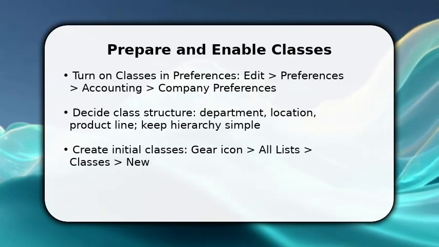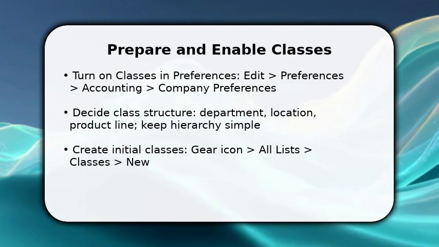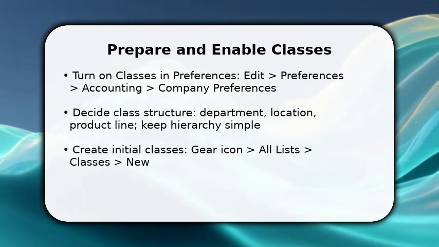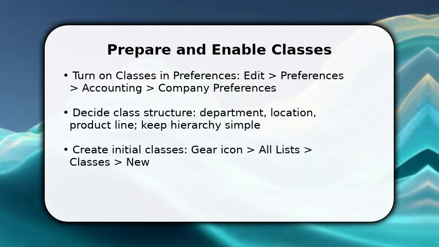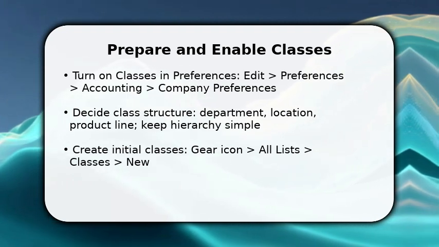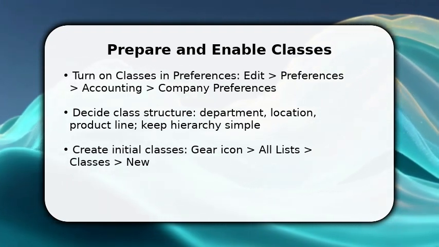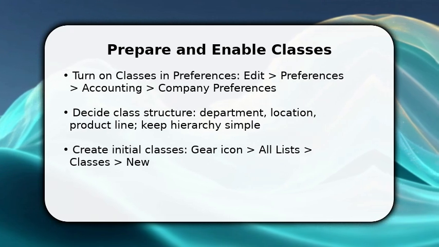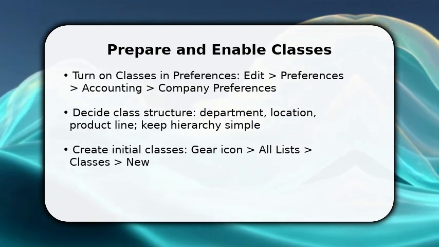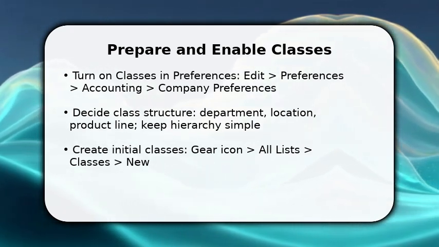You'll start by enabling the feature and creating a clear structure, because classes only work when turned on. First, open Preferences and enable Classes. This lets QuickBooks tag transactions. Once done, design a short hierarchy, department, location, or product line, so reporting stays useful.